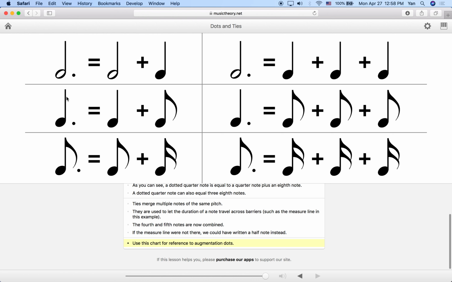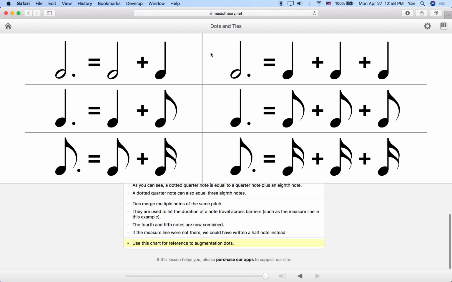Next row is the dotted quarter. We already covered this one in the regular lesson. That's a quarter note, the base value, plus half of that, which is an eighth note. Or 3 eighth notes. And lastly, the dotted eighth note, which is the base value of an eighth note plus half of that, which is a 16th note. Or 3 of the half value, which is 3 16th notes.